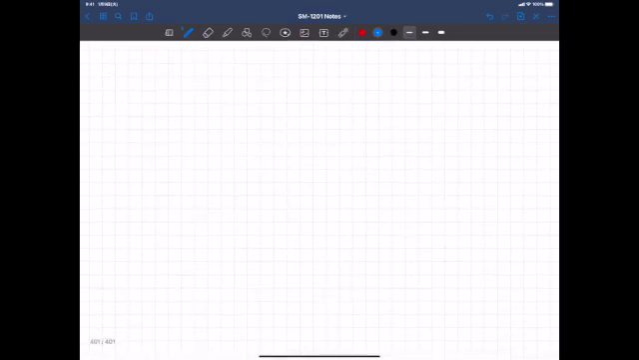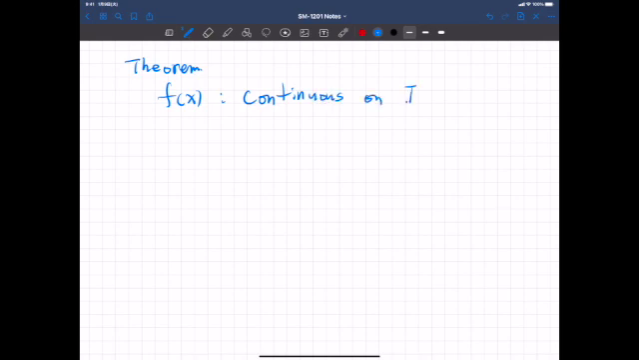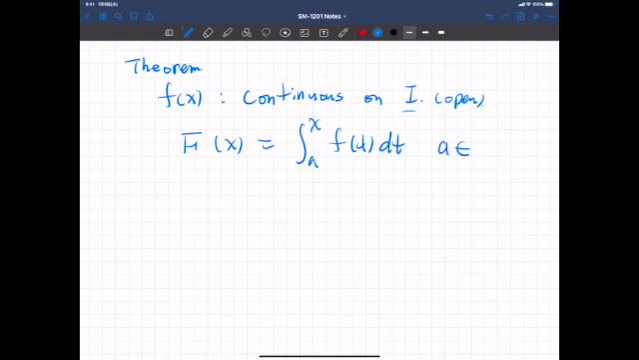And here's a rather trivial theorem regarding antiderivatives. Let's say f of x is a continuous function on an open interval I. Then f of x has an antiderivative on this interval, and the antiderivative is given by this: the integral from a to x of this function, where this a is any value from this interval. Okay, so this is an antiderivative of f of x. And the proof of this should be easy.